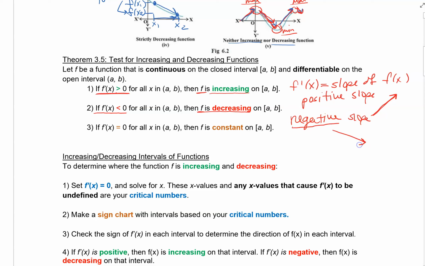That would look something like that. Then that's tangent, right? That's tangent to the function f. The function f must also be going down, must be decreasing.